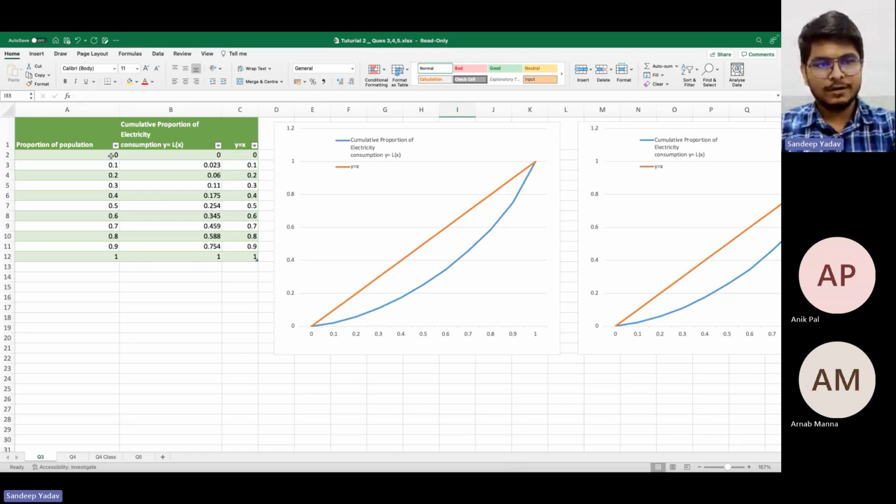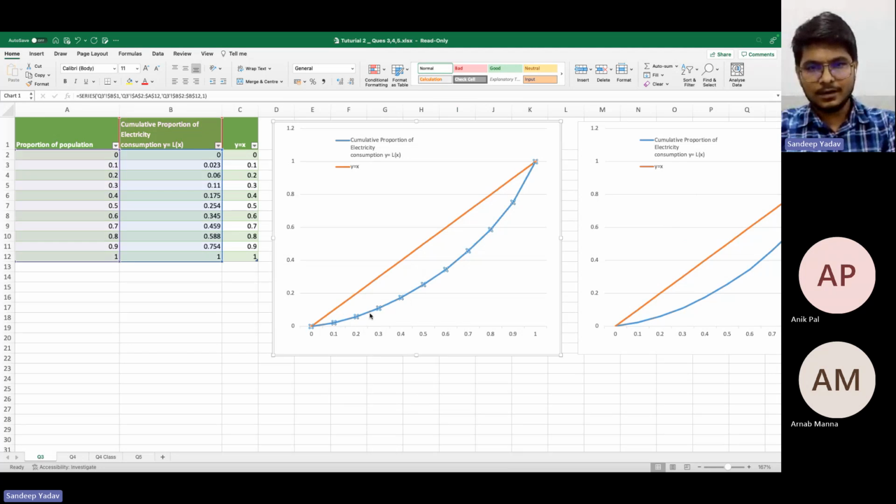What is the line of equality? L(x) will be equal to x. So L(0) will be 0, L(0.1) will be 0.1. Similarly, this is the line of equality, where everything is exactly proportional. This is the graph. If you see the points here, that's why we have calculated all these areas under the curve right now. This is the actual graph, how it looks.